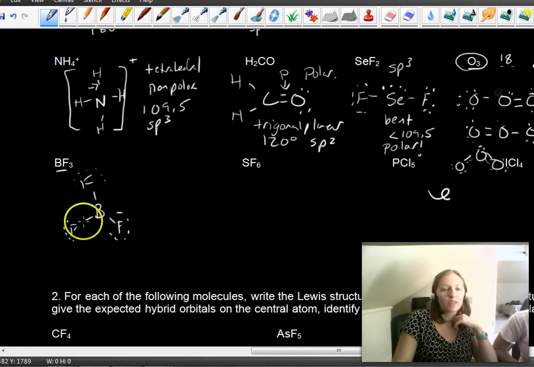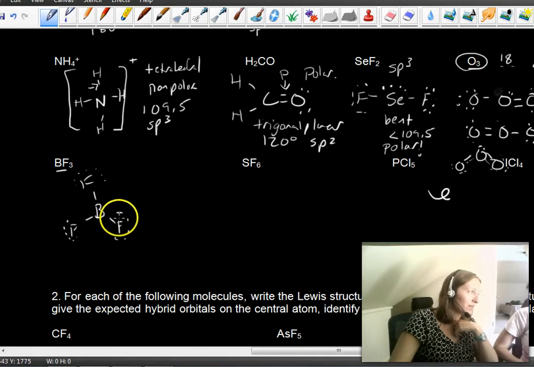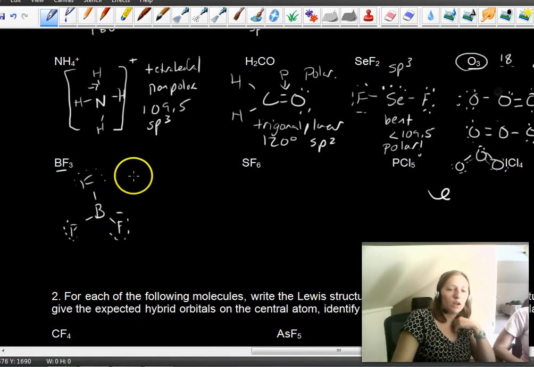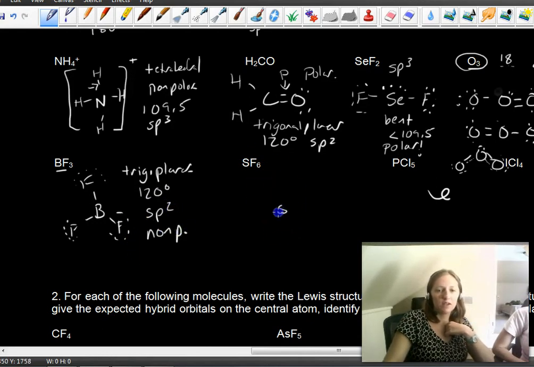And so that's boron bonded to three things. It doesn't have an octet, but it's sort of happy with that. So you end up with the shape of trigonal planar, 120 degree angles, sp2 hybridized, and nonpolar. All right, SF6, S, and then 1, 2, 3, 4.